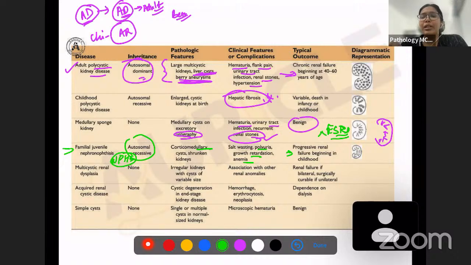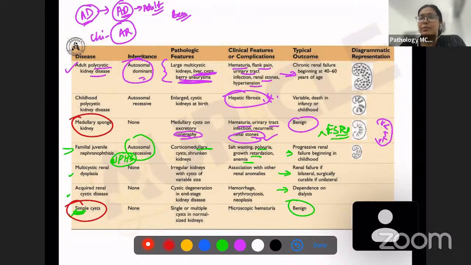We have a few acquired conditions like multicystic renal dysplasia, acquired renal cystic disease, and simple cysts. These can have variable findings and eventually will lead to end-stage renal disease. Simple cysts, as the name says, are simple, so they are benign and may not lead to end-stage renal disease. If they give you a bunch of diseases and ask which of these does not lead to end-stage renal disease, most probably medullary sponge kidney is a benign disease and won't lead to end-stage renal disease. So do simple cysts, also a benign disease.